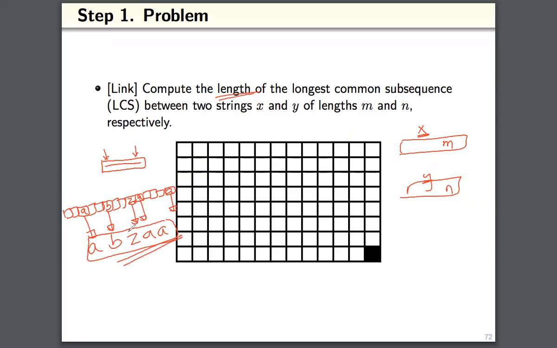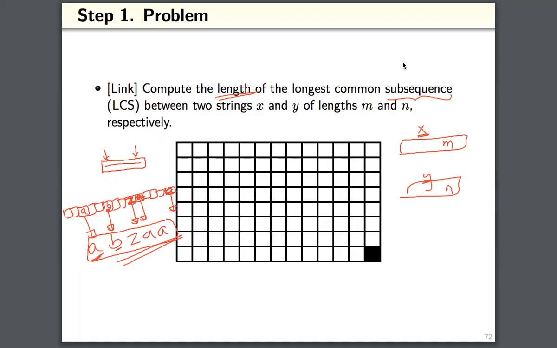So what is a subsequence? It is a collection of characters from the original string that occur in the same order. See, A occurs before B here, this B occurs before Z here, this Z occurs before A, and this A occurs before this A, right? So this is a subsequence. So you get the meaning of subsequence here, right?